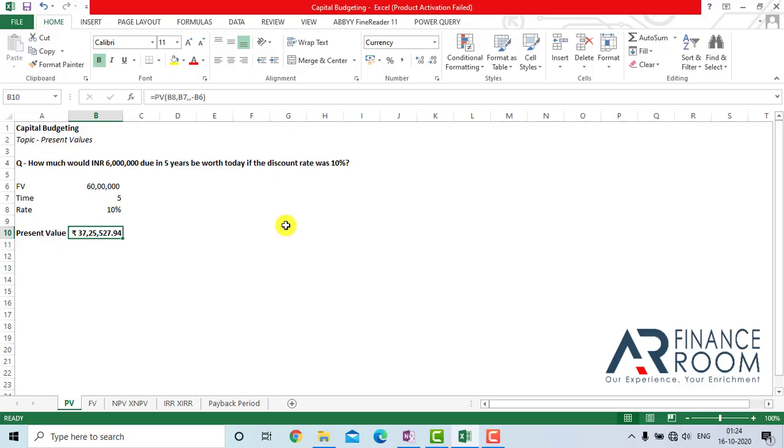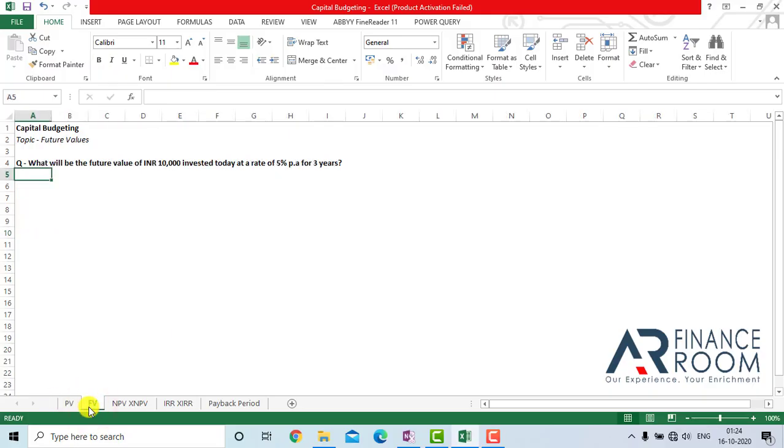So it says the future value of 6 million, which I will receive in 5 years, is worth 3.72 million as of today's date. All right, so this is how you find out the present value of a future amount. All right. So let's reverse the scenario now. I hope this present value concept is clear. Let's just reverse the scenario and find out what is the future value of the present amount that you are planning to invest. All right.